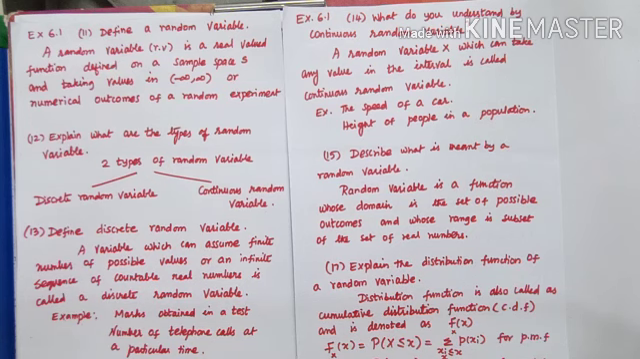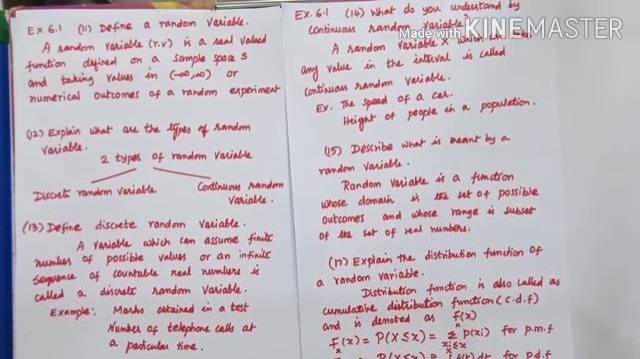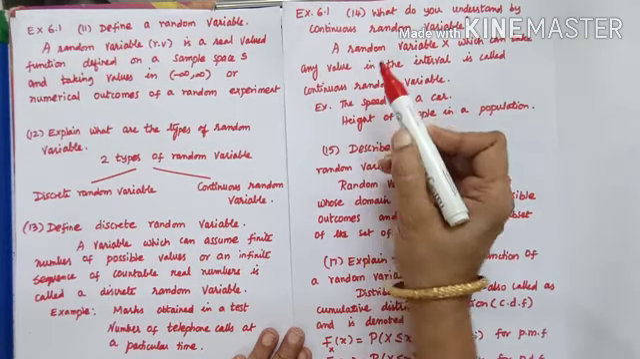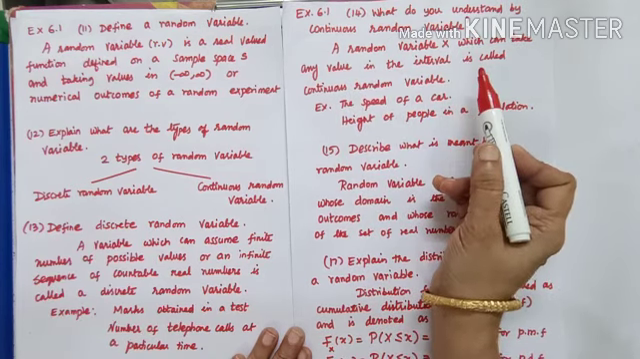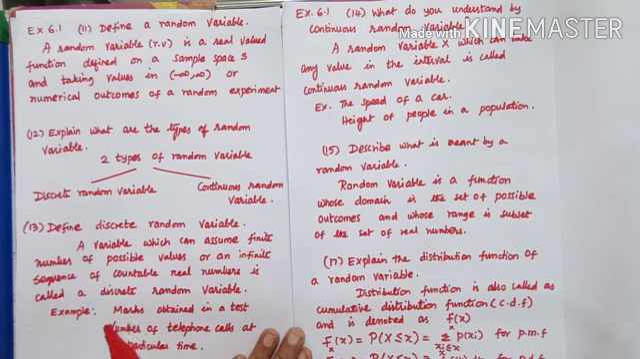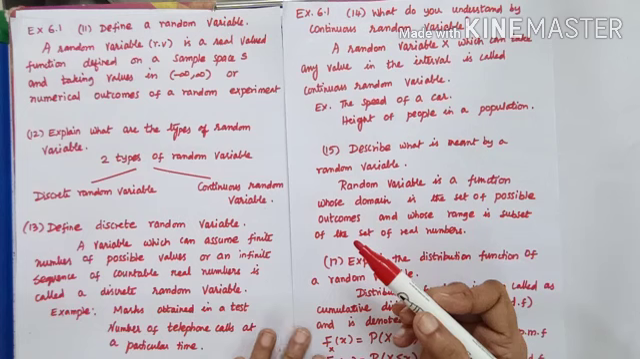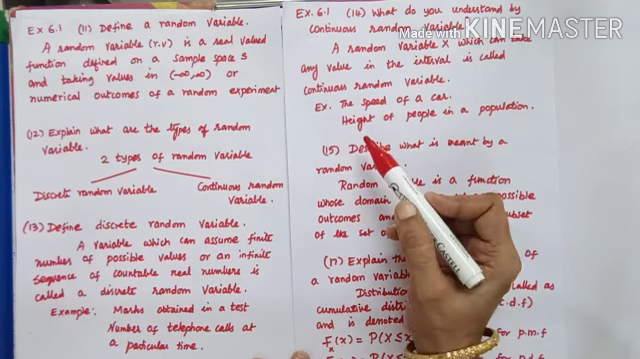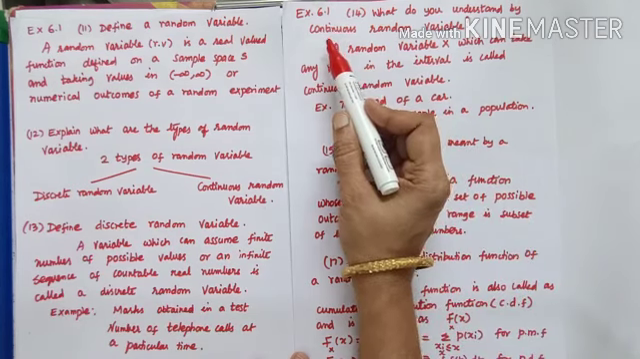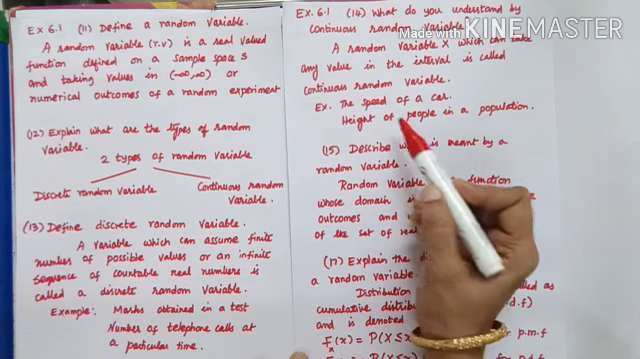Example, marks obtained in a test or number of telephone calls at a particular time. So these are the ideas which we use for discrete random variable. Question number 14. What do you understand by continuous random variable? A random variable x which can take any value in the interval. So discrete tells finite number of values or infinitely countable number of values. Here we say continuous random variable takes any value in the interval. Example, speed of a car, or height of the people, weight of the people. These are examples for a continuous random variable. So whenever they ask you what you understand or explain or define, try to give examples.